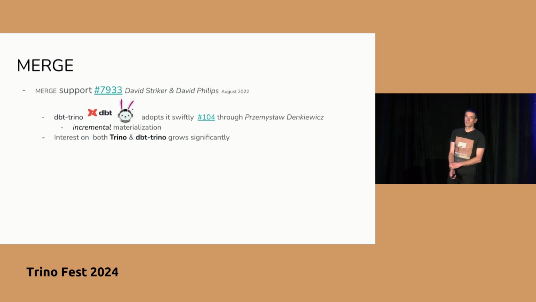Now, subsequently, what happened was that a very, very long request on Trino got materialized. This was the merge statement support. And when this happened, DBT Trino also adopted it very, very swiftly, actually quite a few days or a week after it happened. And both Trino and DBT Trino started to get a high increase in interest and high increase in usage.